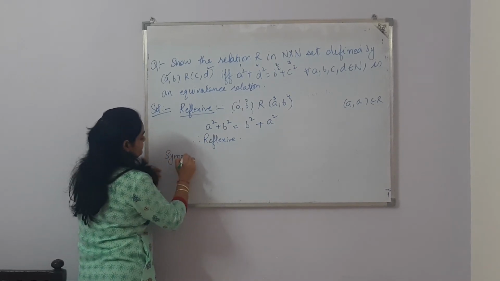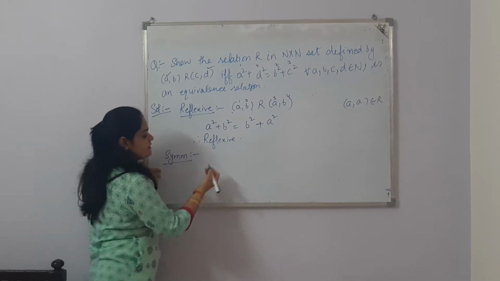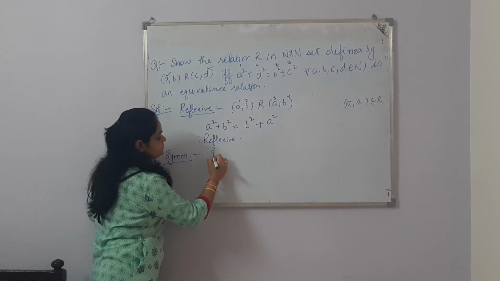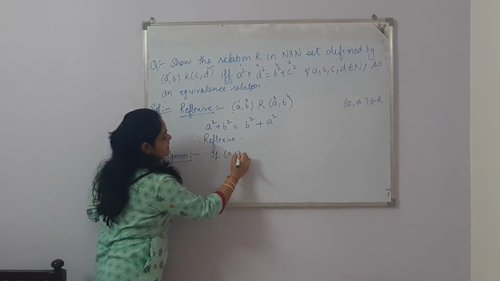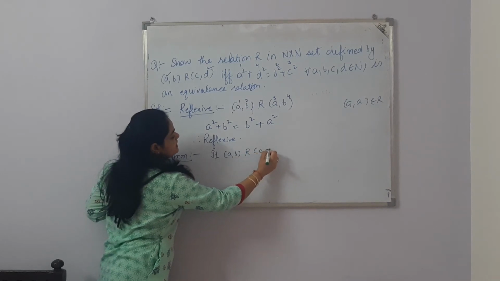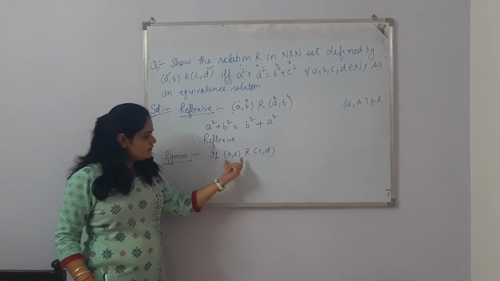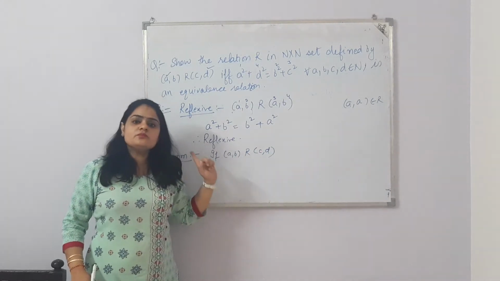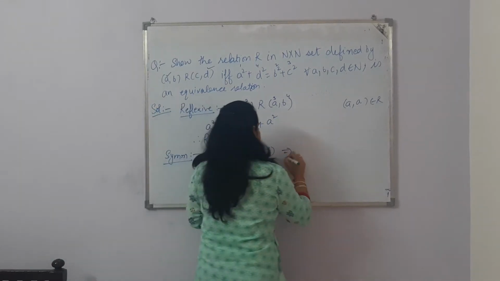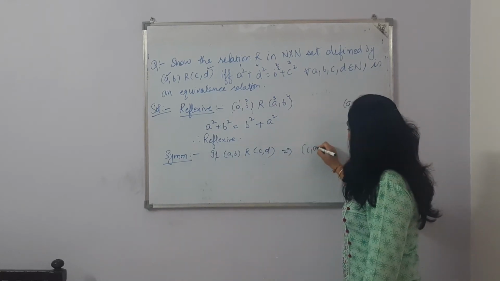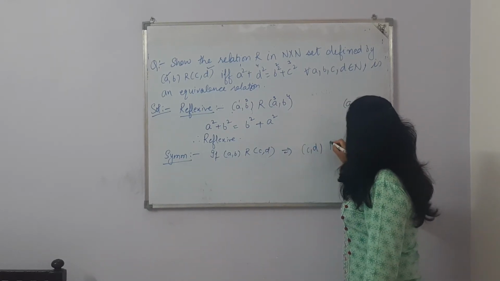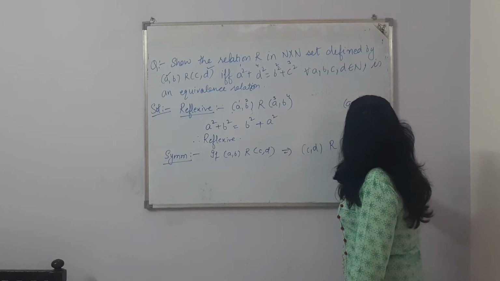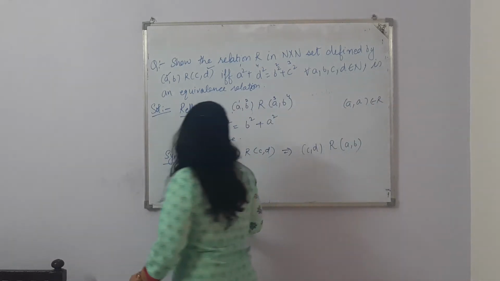Next, symmetric. Symmetric says if (A, B) is related to (C, D), then (C, D) should be related to (A, B). Then we have to prove (C, D) should be related with (A, B). Okay, let's check.